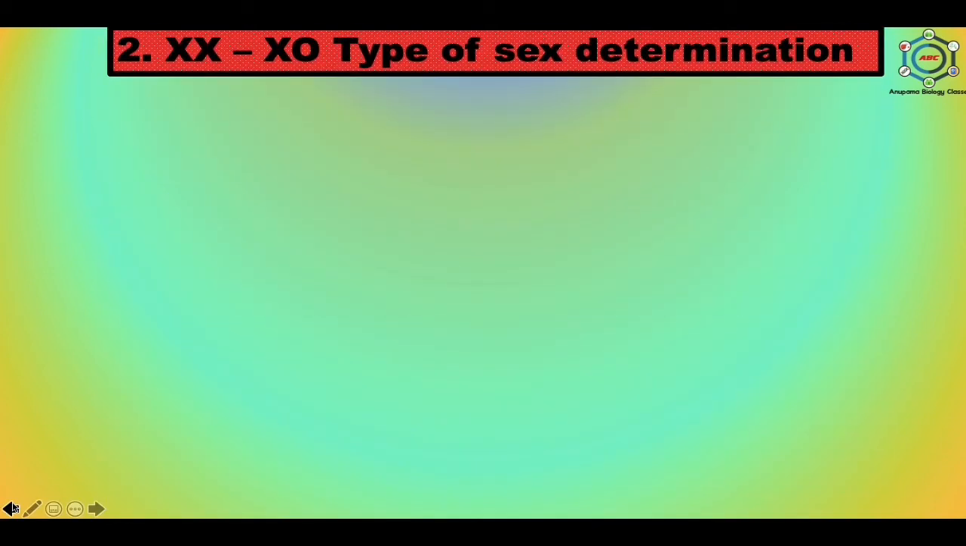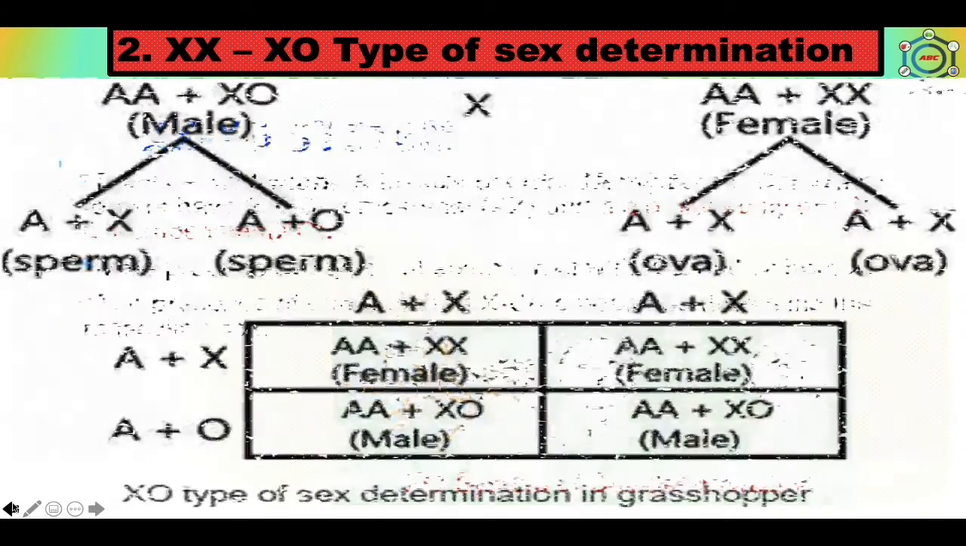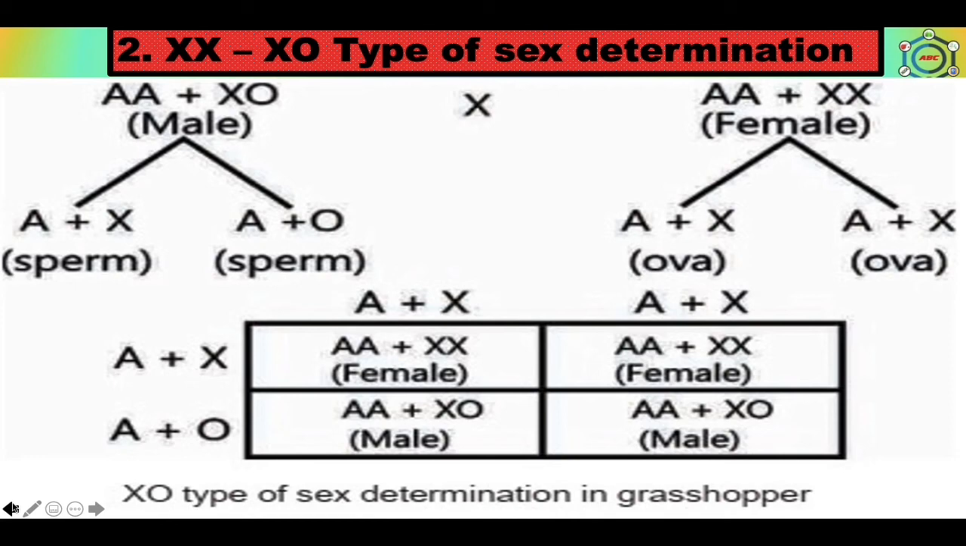Now the second, that is XX-XO type of sex determination. So in this condition, in plants like Vallisneria and insects of order Hemiptera and Orthoptera, females have two X chromosomes and the male has only one X chromosome. So the male produces two types of sperms, half with X and half without X. So the presence of one unpaired X chromosome determines the masculine sex characters. So this is the condition of XO system of sex determination, which you can see here.